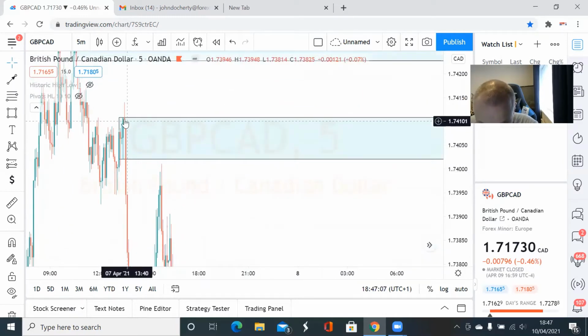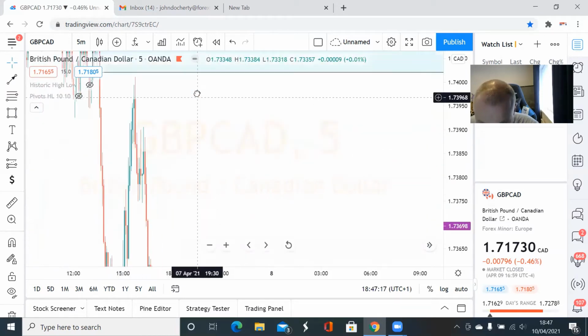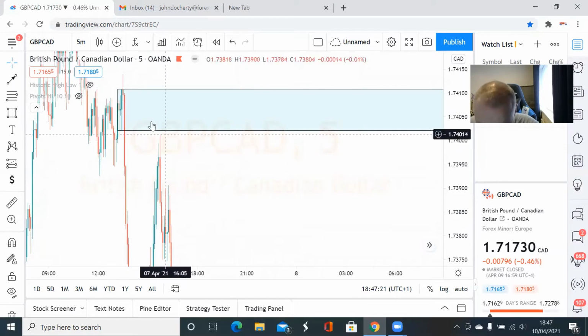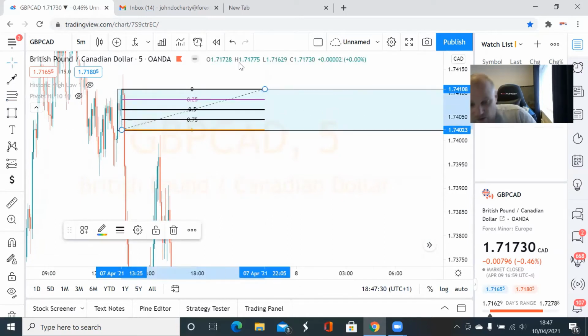Same with this. We've got this last up before the push down, but wick to wick. Okay, you see, wick to wick. We've had the push out. However, we've come back to more or less test the area, but nothing has come in to our areas of these quarters where we would get a retest.